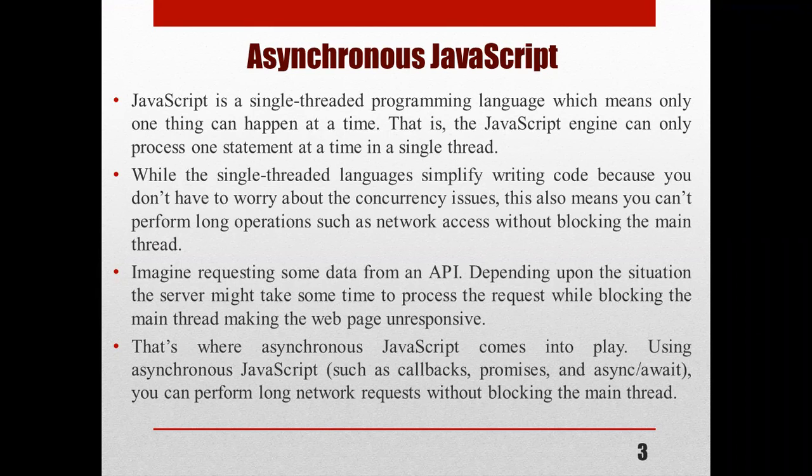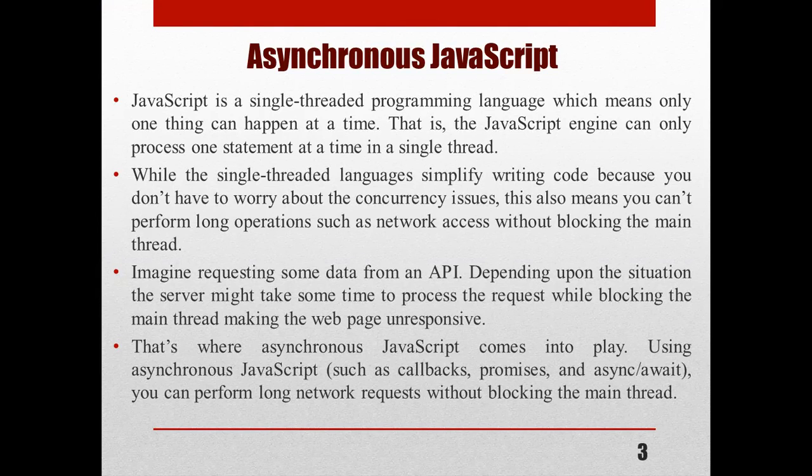That means in this programming language only one thing can happen at a time. That is, the JavaScript engine can only process one statement at a time in a single thread. While single threaded languages simplify writing code because you don't have to worry about concurrency issues, this also means you cannot perform long operations like network access without blocking the main thread.